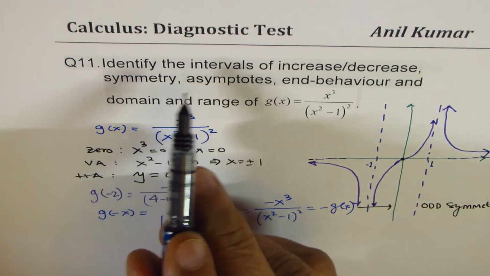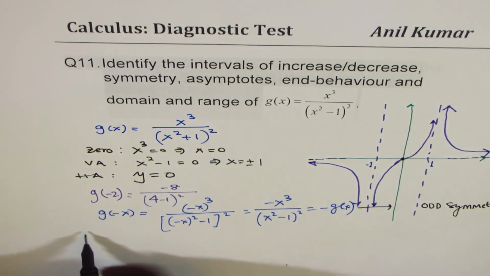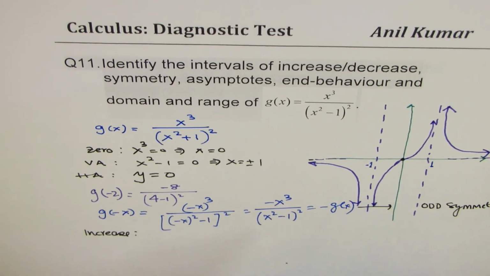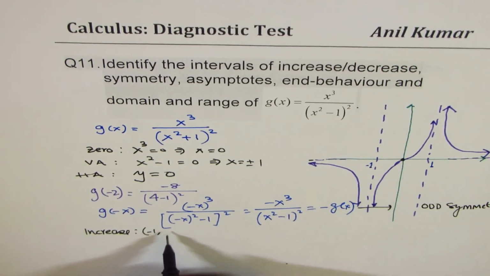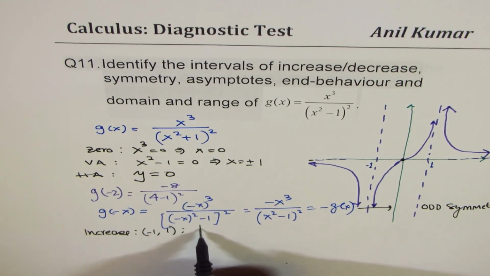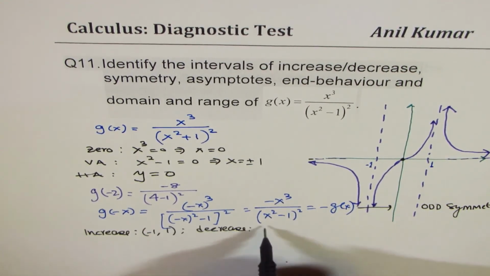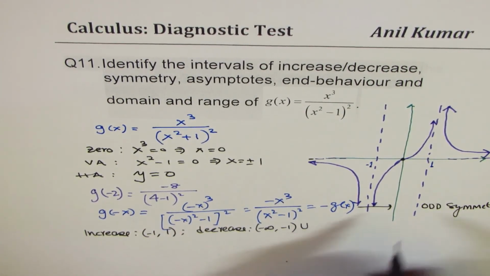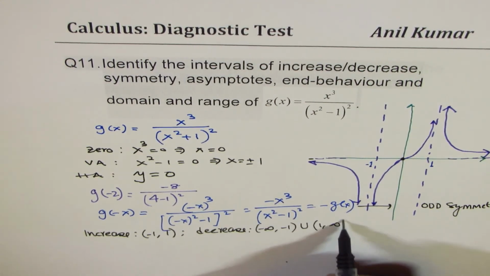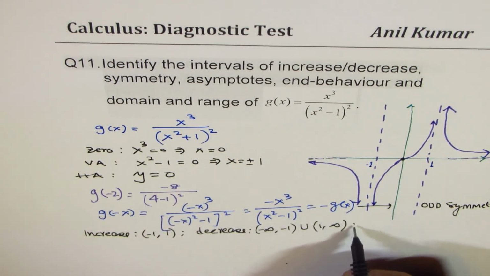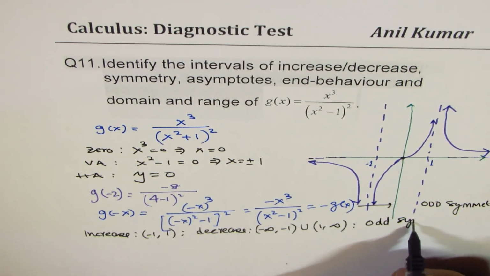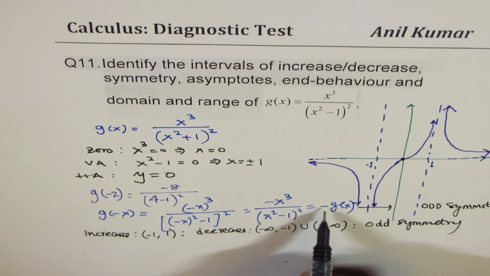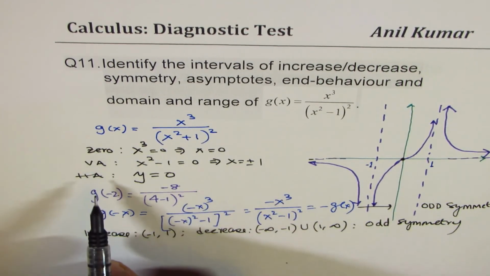Okay. Now let's write down answers for all these parts. So let's say increase. When is it increasing? It is increasing in between, right? So between minus 1 to plus 1. Decrease. When is it decreasing? From minus infinity to minus 1 and from 1 to infinity, correct? Symmetry, odd symmetry. That is how you prove it, right? Since g of minus x is minus of g of x. Asymptotes, we have already written.